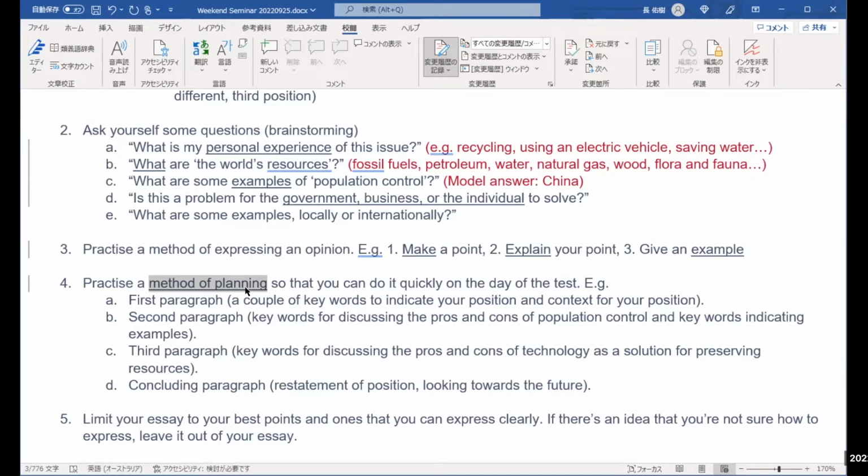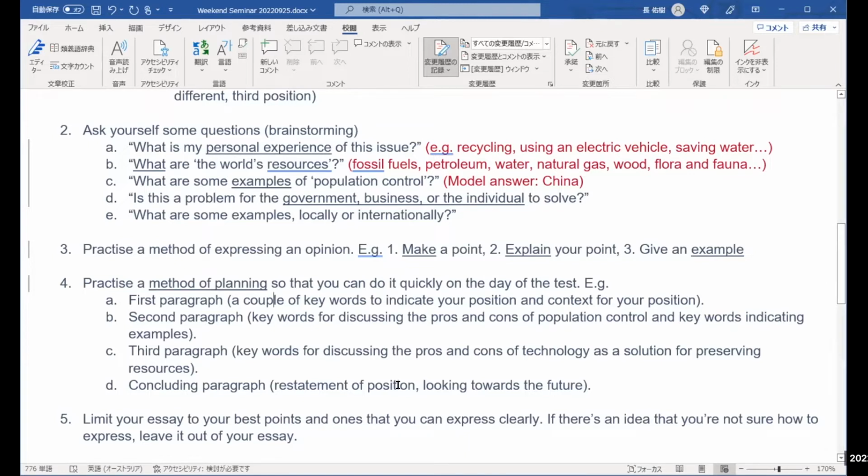So in the first paragraph, okay, what are a couple of key words that I want to use to express my position and the context for my position? So you might think of synonyms for what is in the question. Fewer children, right? Having less babies or smaller families, for example. And you might want to put down what your position is. And you might put a key word there, technology is the most important. Things like solar power and wind power, you might put down those words.